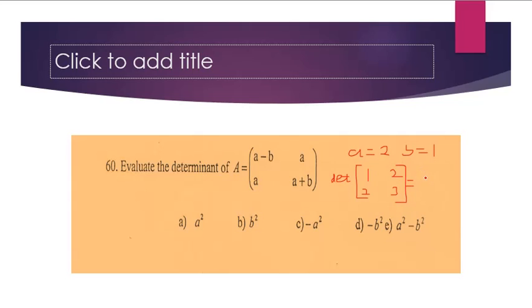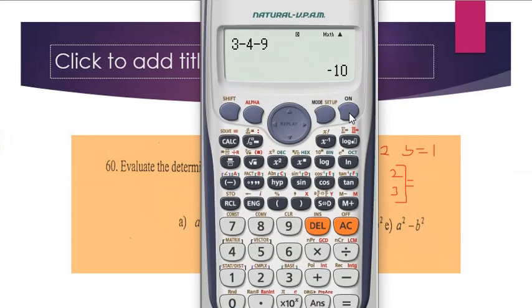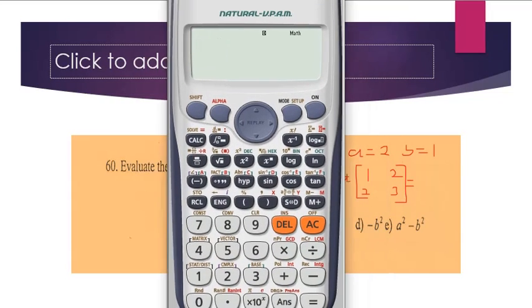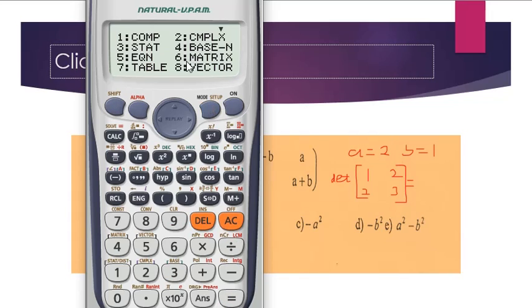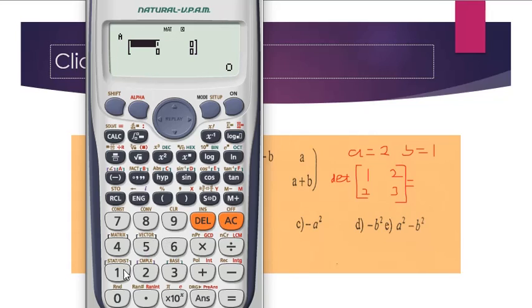You can either solve it manually or just use the calculator. Let's just use the calculator, that will be much faster. Let me clear everything out and then choose our mode. So matrix, that's 6, and then matrix 1. This is a 2 by 2, so 5. So we have 1, 2, 2, and then 3. Let's find the determinant of that matrix.